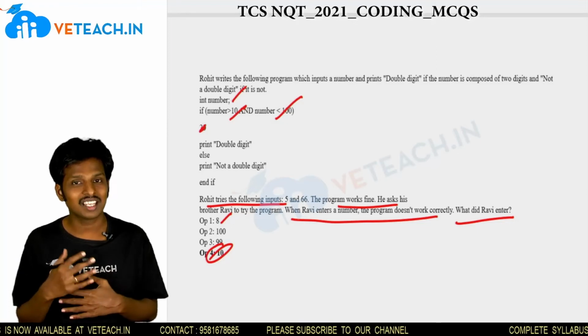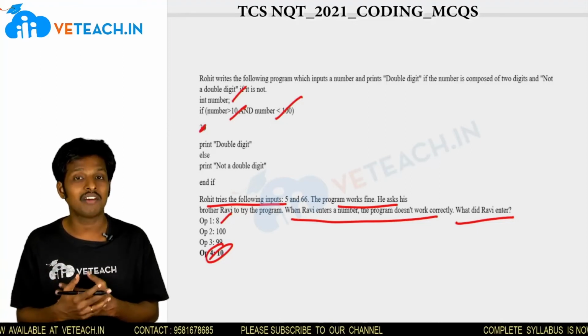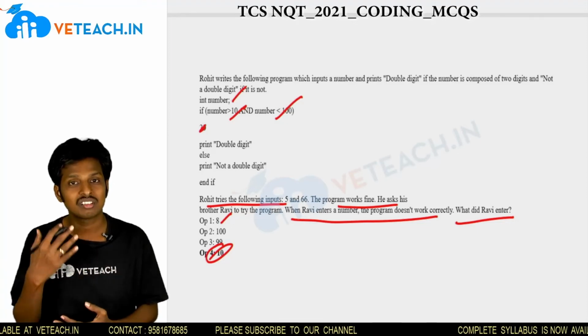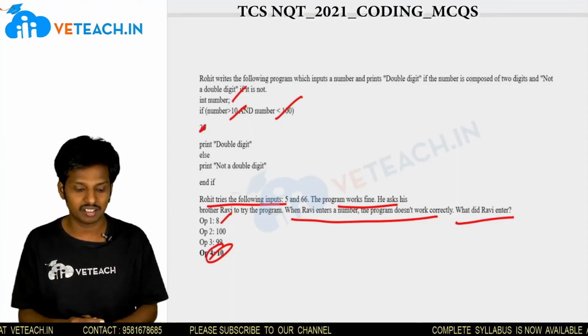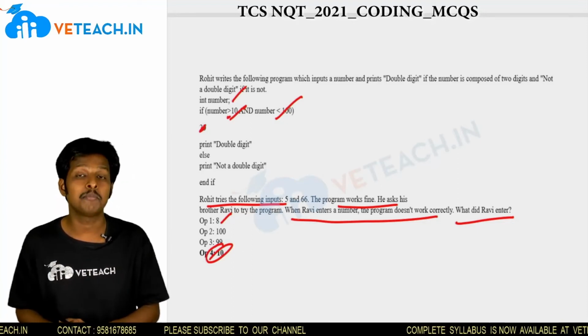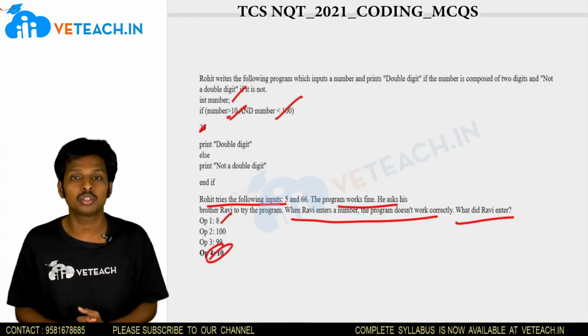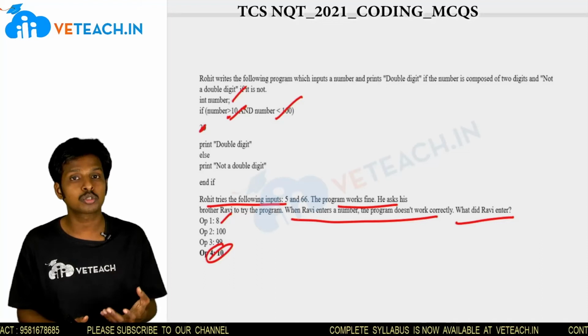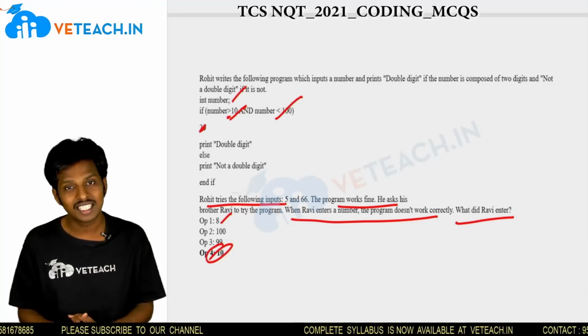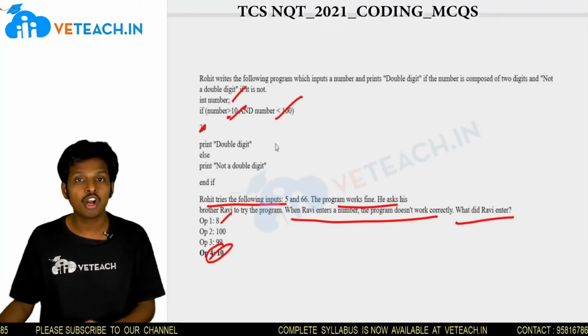So in this case, if the programmer asked you to change the program to work perfectly, we can change it by writing num greater than or equal to 10. Then 10 also will be considered, so that Ravi's input 10 also gives the output as double digit. This is the other way of asking your question.